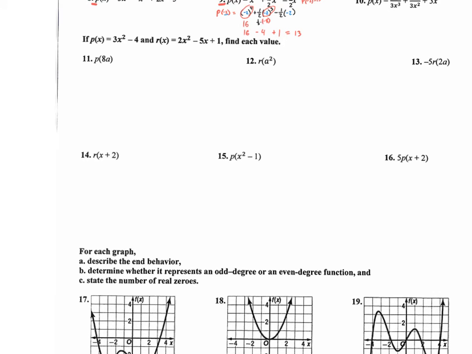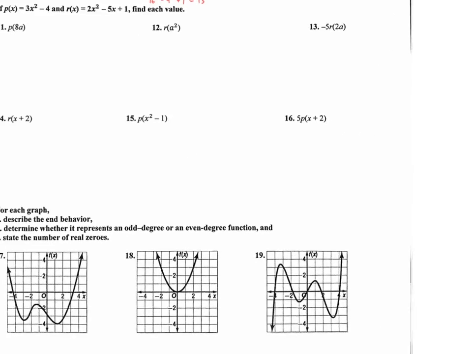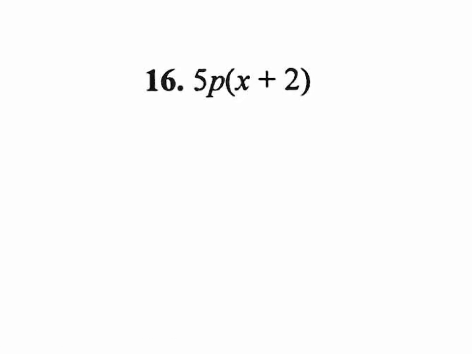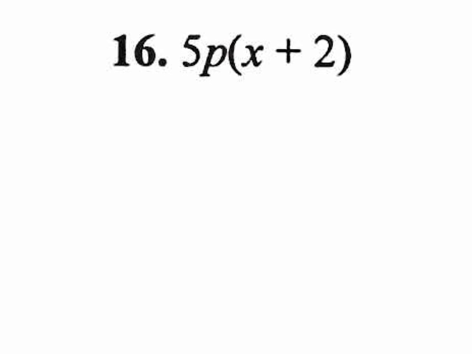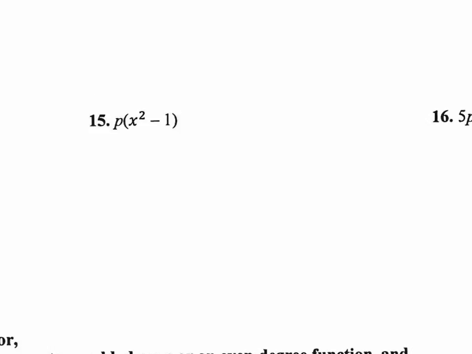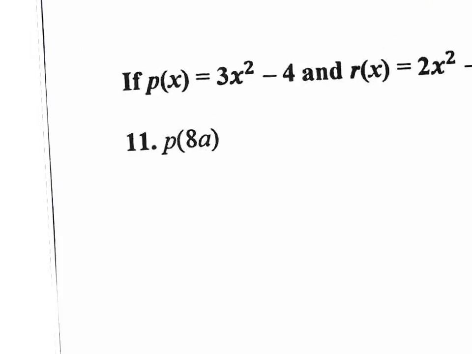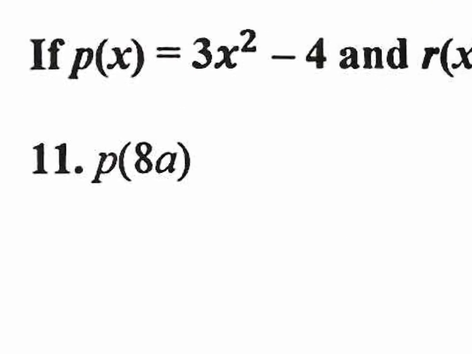Which one would you like to see, 11 through 16? Pick one. 16. Why not? Let's go for the hardest one, right? So which function am I using, the p of x function or the r of x function? P of x. And what am I plugging in? X plus 2. That's right, the binomial x plus 2. So what's that p of x function? That p of x function is 3x squared minus 4.